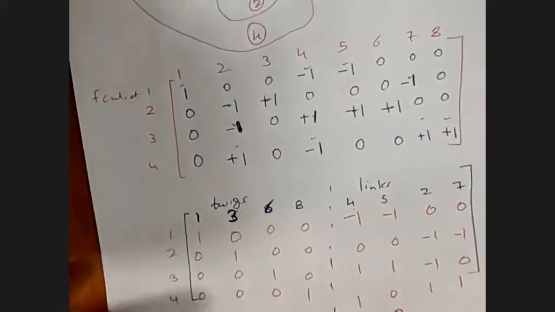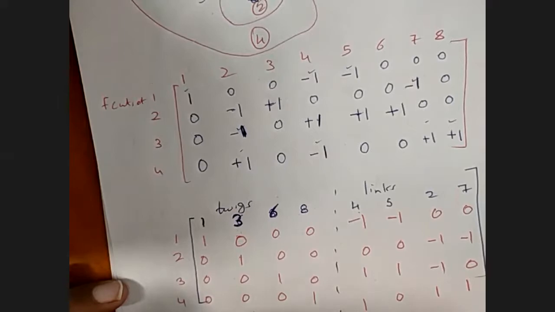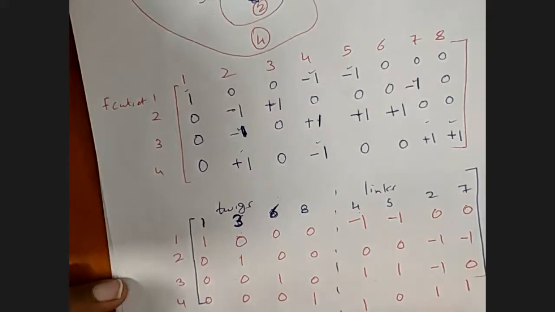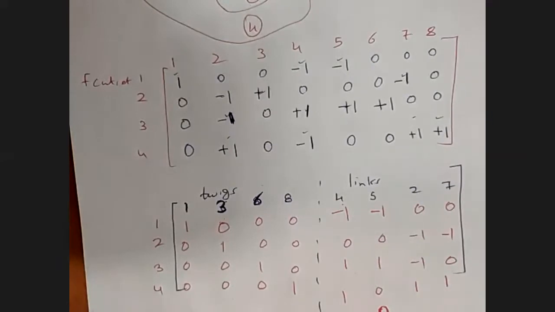So for tie set, link is unity matrix, and for cut set, twig is unity matrix. Any confusion?